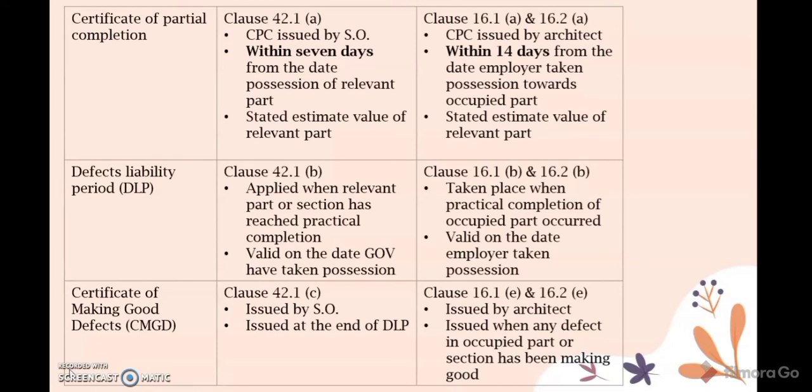For the certificate of making good defects, for PWD, it is highlighted in Clause 42.1c, where the CMGD is issued by the Superintendent Officer at the end of the defects liability period. For the PAM 2018, it is in both Clause 16.1e and 16.2e, where the CMGD is issued by the architect when any defects in the occupied part or section have been made good. For example, if the contractor fixes any defects in any section or part that the employer wishes to occupy, then he will be issued the certificate of making good defects.